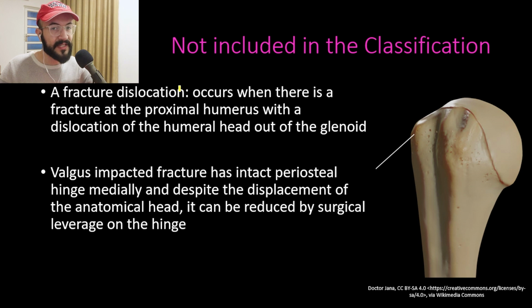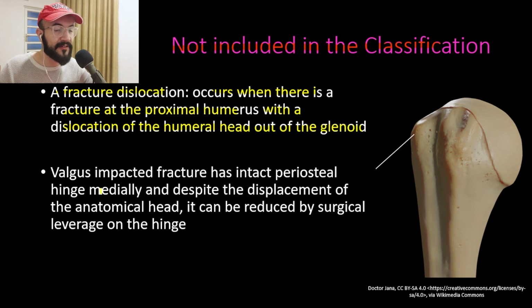Now, this classification is not perfect, and there are some scenarios that are not included in this classification. So, for example, we have a fracture dislocation. A fracture dislocation occurs when there is a fracture at the proximal humerus with a dislocation of the humeral head out of the glenoid.